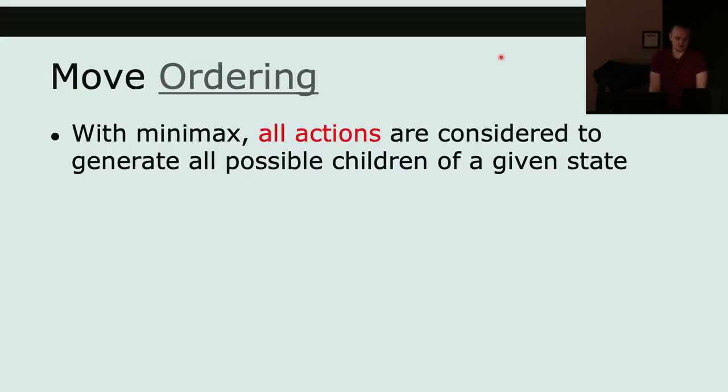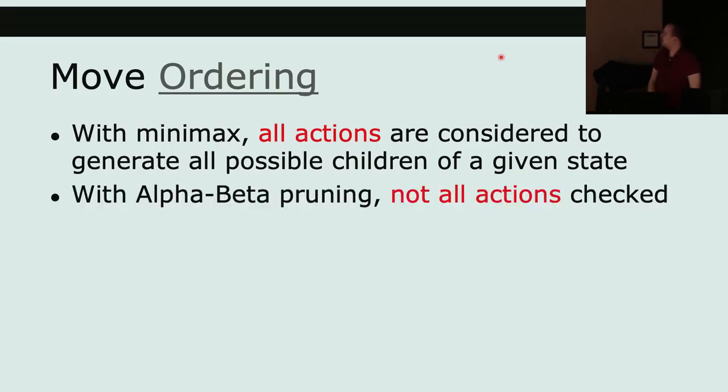So with Minimax, all actions are considered. So with Minimax, we consider all of the actions at all of the states to generate the children, right? We look at every single possible action. With alpha beta pruning, not all of the actions are checked, right? There are some of them. If we have a current alpha beta window and a state falls outside of that, we can prune that action.